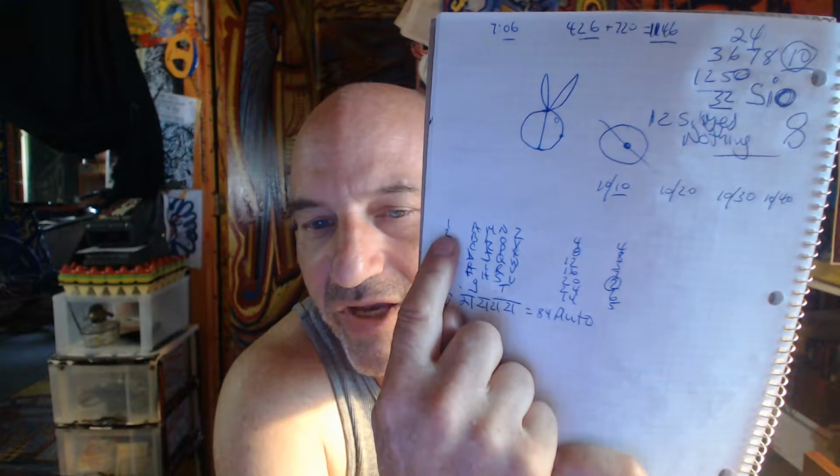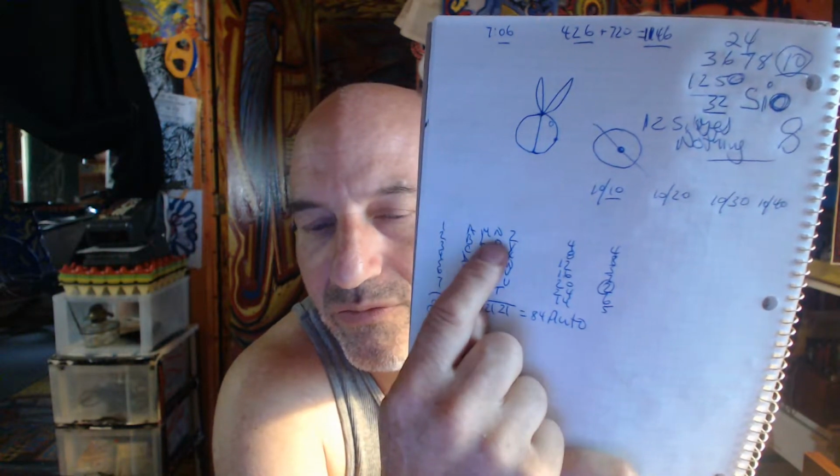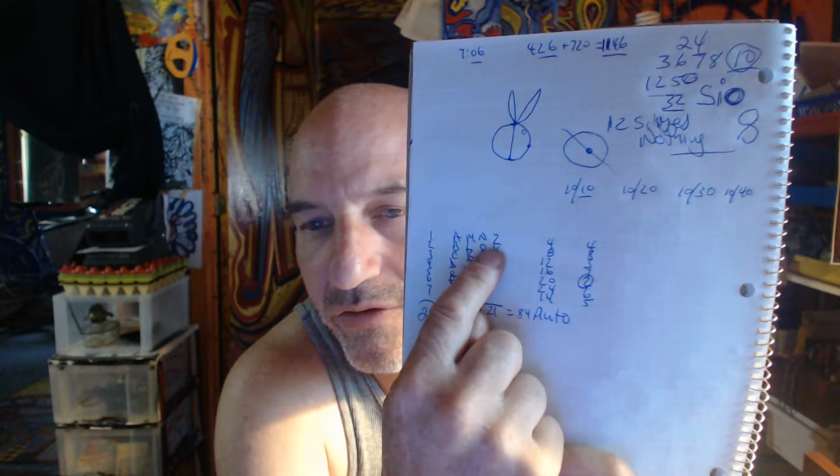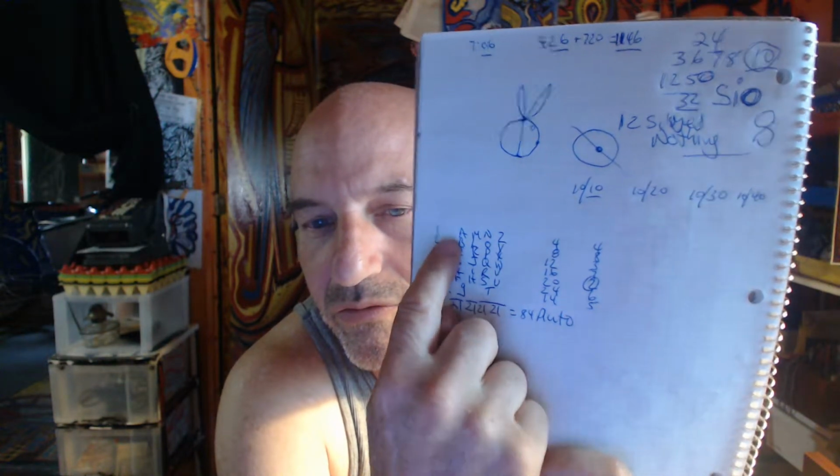8 and 2 is the cycle. 2, 2 and 2, 2, 2 and 2, 2, 2, 2 and 2, 2, 2, 2. And when you blow the shofar, it's 2, 2, 2, 2, 2.